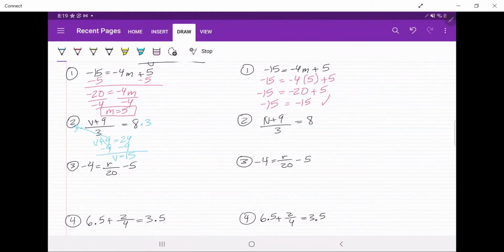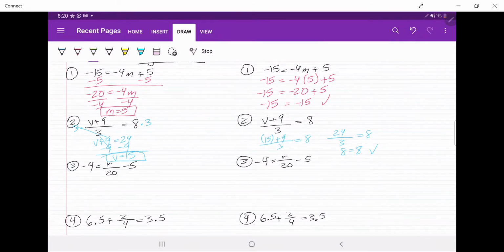We then check our work. So we have now, instead of writing v, we're going to write the number 15. So plug in 15 plus 9 over 3 equals 8. 15 plus 9 is 24 over 3 equals 8. And 24 divided by 3 equals 8. And 8 does equal 8. Therefore, v equals 15 is our correct answer.